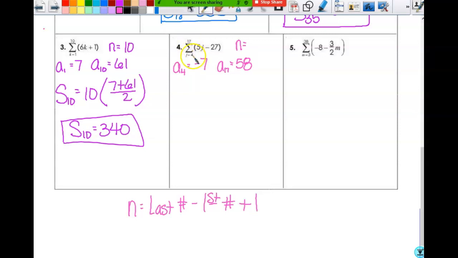So 17 minus 4 is 13. I add 1 back and I get 14. Okay, so we got to make sure we're using the correct n numbers there. So then the sum of those 14 terms would be 14 times negative 7 plus 58. So the sum of that will be 357.